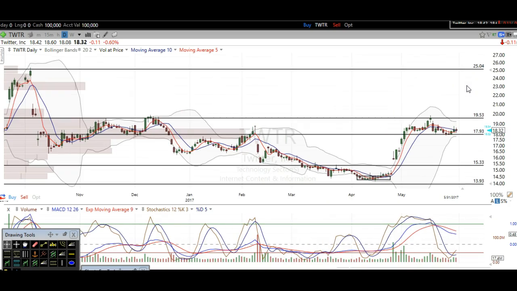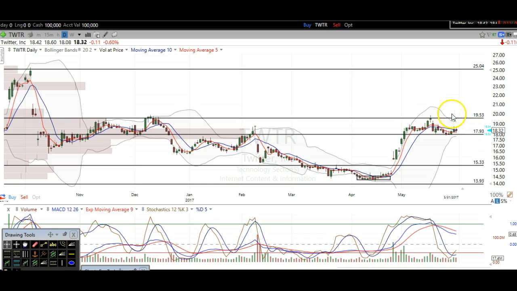The other thing I want to point out here is this main resistance above us right around 19.50. You can see it was resistance here, and then we got rejected there, and then just recently right here. So that is the key level here for Twtr to break over in order to break higher.